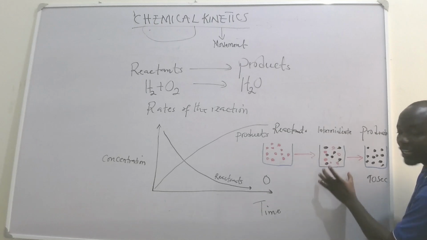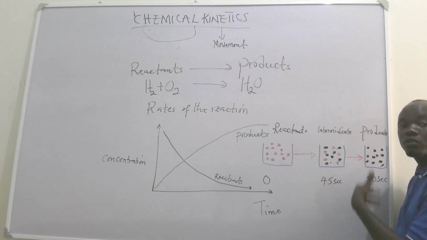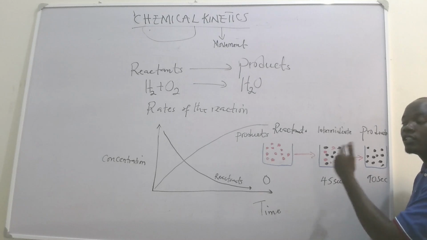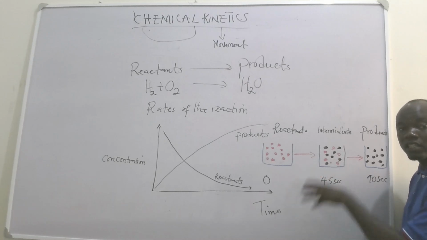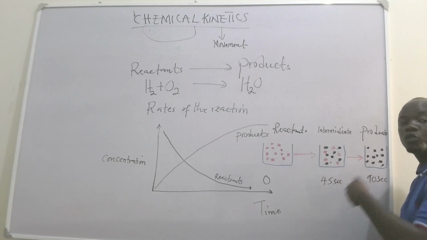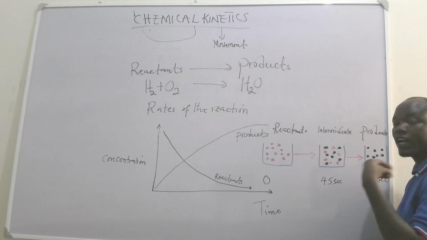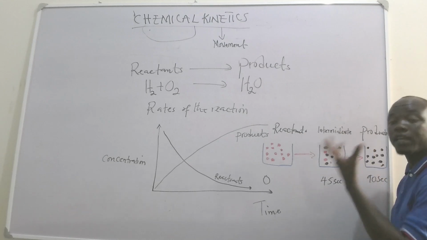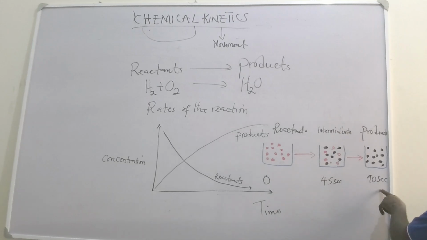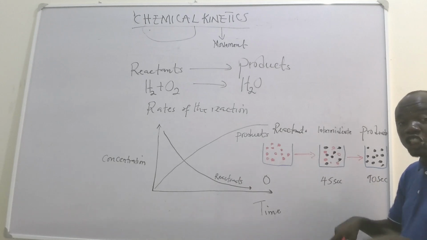So it means that at this intermediate state, some of the products have already started forming, and at the same time some of the reactants have already started disappearing. So at this intermediate stage, you still have some of the product being formed, and some of the reactant also starts disappearing. So that is at the intermediate stage. But at 45 seconds, at 90 seconds, that is at the completion of the reaction.